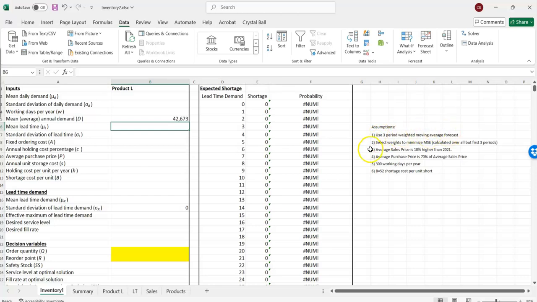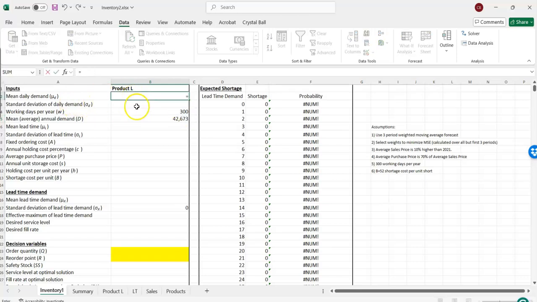So we used that forecast. We selected the weights to minimize MSE. One of the other assumptions is there are 300 working days per year. And so on average per day, the mean daily demand is 42,673 divided by 300.